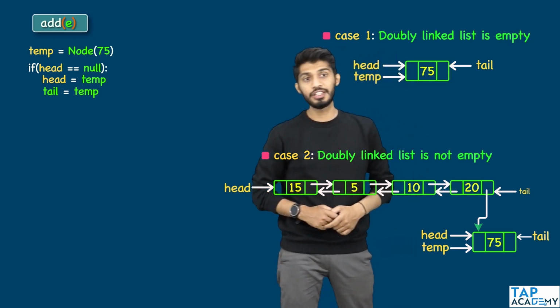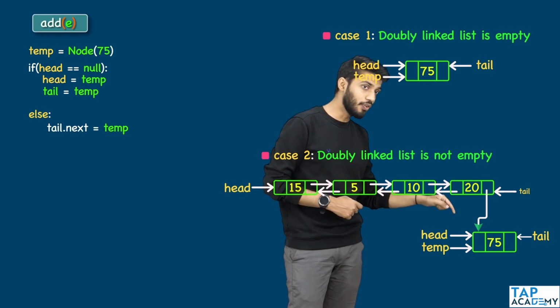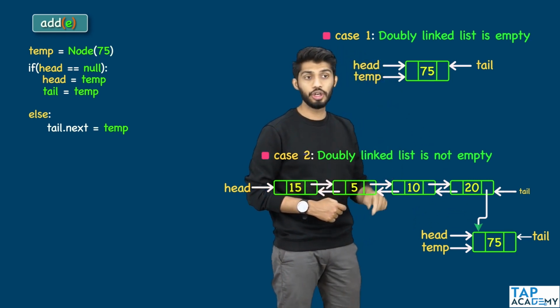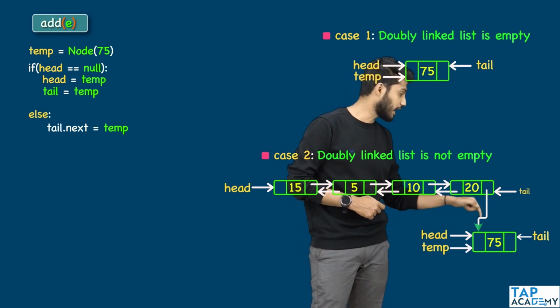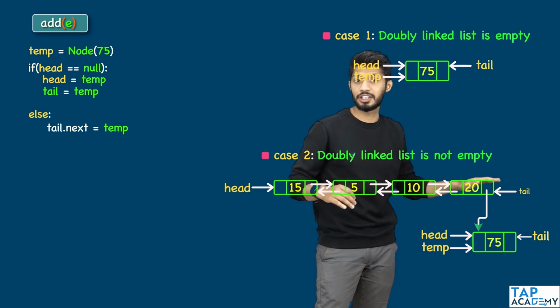So how do I write this code? tail.next is equal to temp. That's all. Not just that, now when it comes to this new node that I have created, in the new node there are two pointers. One is nothing but the previous and the other one is next. Since there is no element after this, the next will remain as it is, meaning it's null.